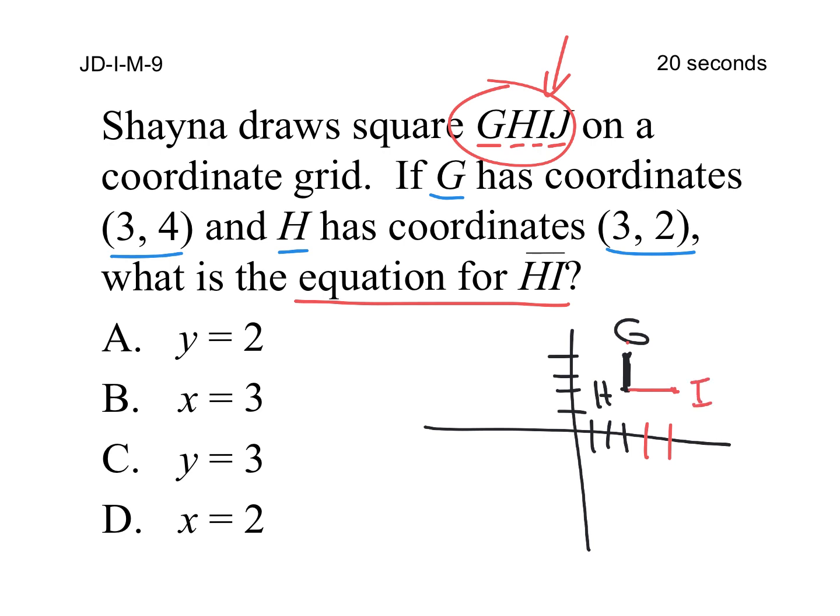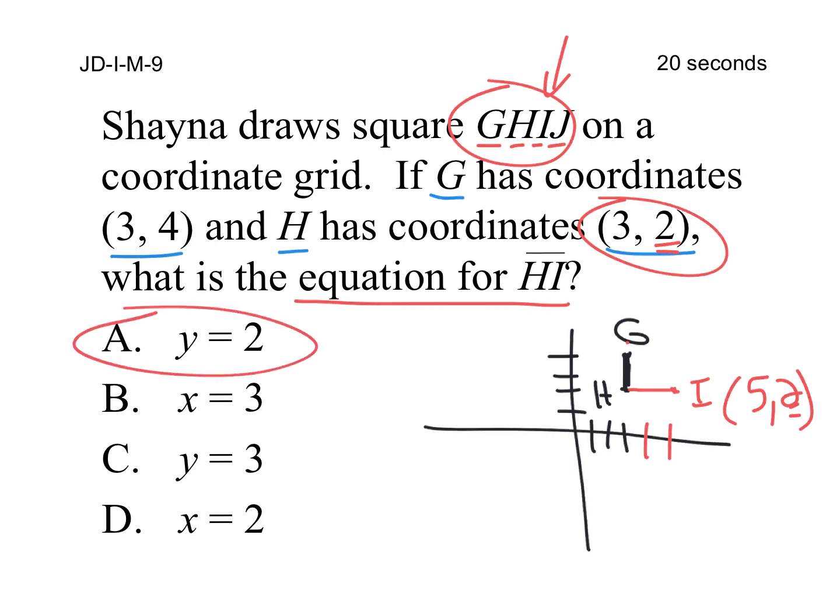Then the question is, what's the equation for segment HI? Really, a segment doesn't have an equation. It would be a line that would have to have an equation. But anyway, that would be the point 5, 2. H had the point 3, 2. So what's happening, we just went straight across. That means our y value is staying the same. So y equals 2 would be an equation that would at least go through those 2 points.